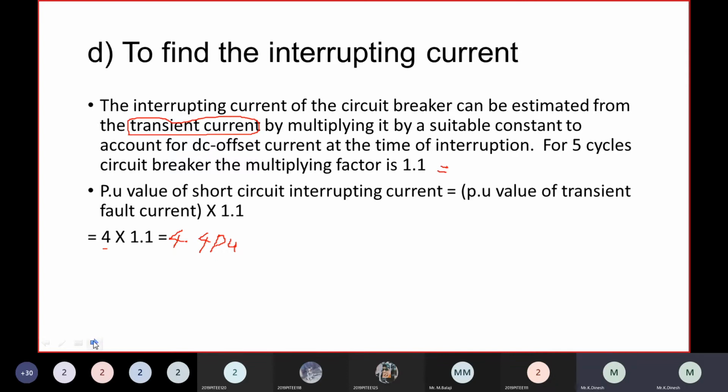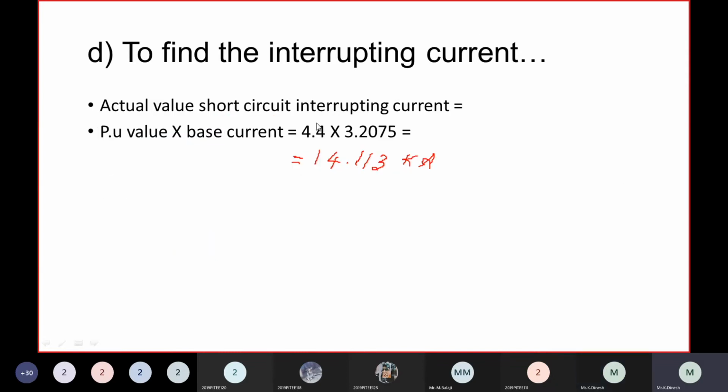The last subdivision is the interrupting MVA. Let us multiply with your base current. Once you multiply, the actual current is 14.113 kiloamps.